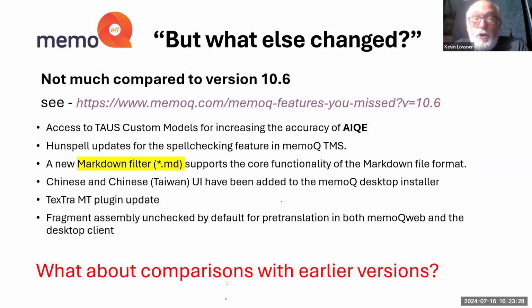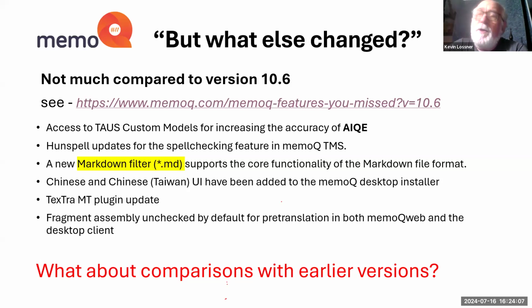Okay, for those who use Textra for their machine translation, there seems to be a plugin update. I don't use Textra, so I can't say how significant that is or not. And then for those who are irritated by fragment assembly being checked by default in a pre-translation, as of version 11, fragment assembly is unchecked by default in pre-translation, apparently for both memoQ Web and the desktop clients. That's kind of a minor issue.